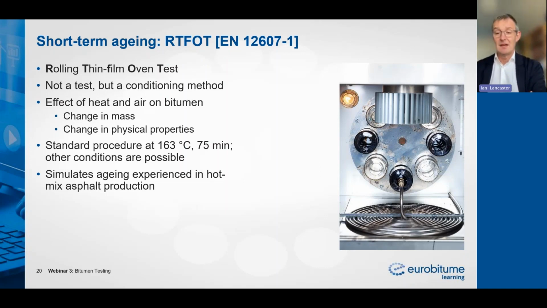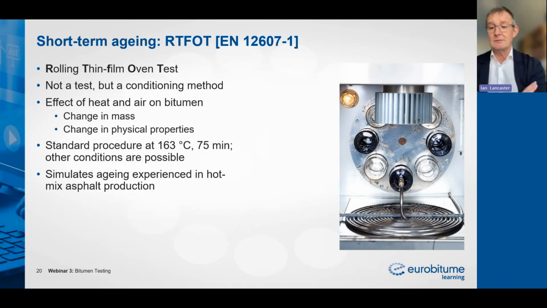on the bitumen. In the image that you can see there, you see at the back what's known as a carousel. This holds glass jars of bitumen, and it rolls them around in that carousel, and it makes sure that there's a thin film of bitumen that's in constant motion throughout the test. At the top is a thing called a squirrel cage, and that's there to make sure that temperature distribution within the rolling thin film oven test is very, very good.